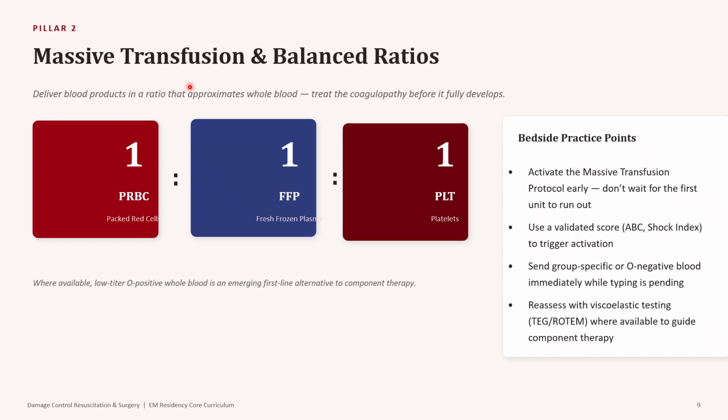Deliver blood products in a ratio that approximates the whole blood volume. Treat the coagulopathy before it fully develops. So the ratio is 1 is to 1 is to 1: 1 PRBC, packed cells, 1 FFP, fresh frozen plasma, and 1 part platelets. Where available, low titer O positive whole blood is an emerging first line alternative to component therapy.